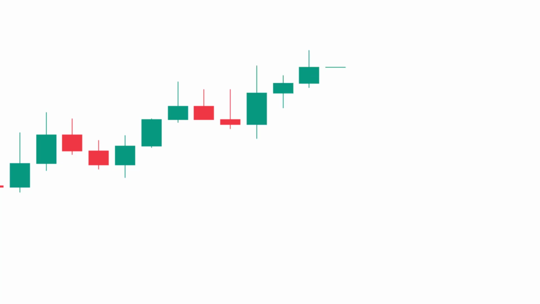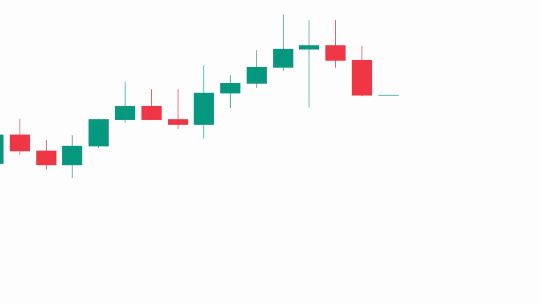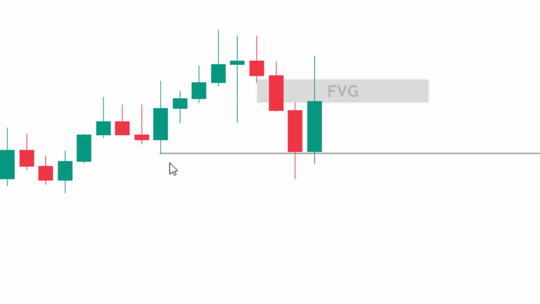Price first takes the upside liquidity and then starts moving down, forming a fair value gap. But notice we do not yet have a market structure shift. We need to wait until a bearish candle closes below this swing low. Now we have that close, which means the market structure has officially shifted.